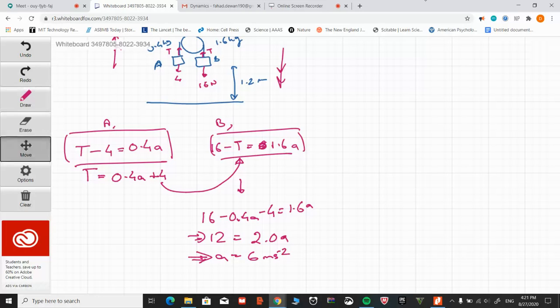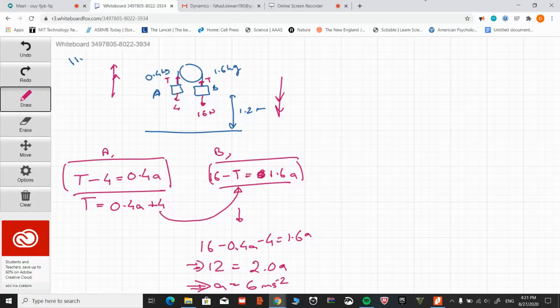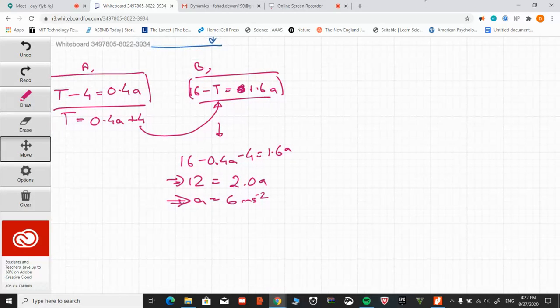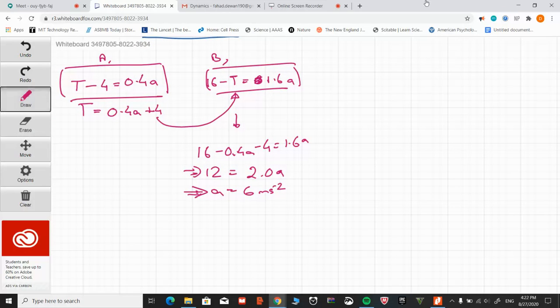Let me check this real quick. 4T minus 4 is equal to... although 1.6, that's 16. 16 minus a is equal to 1.6a plus, here minus, minus. 12, yes, okay, so 6 meters per second squared. And if you need to find the tension, you're going to take the value and plug it in here. So tension is equal to 2.4 plus 4, 6.4 Newton.